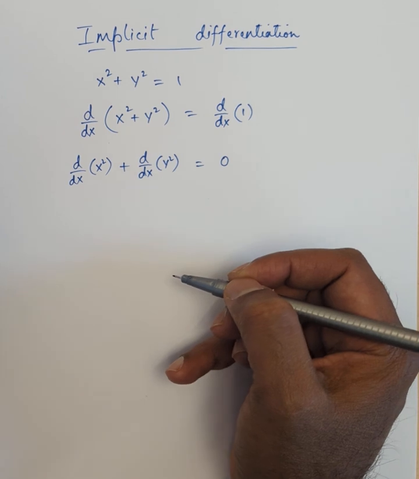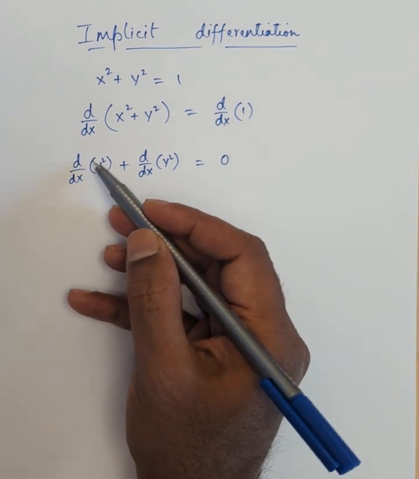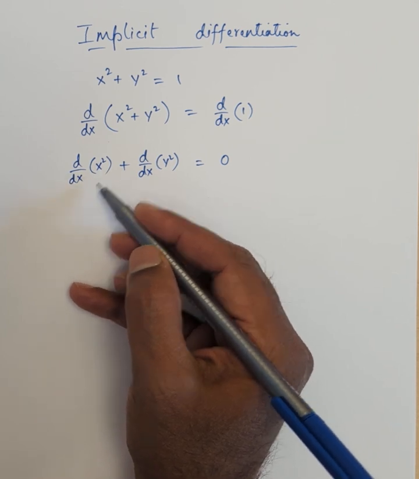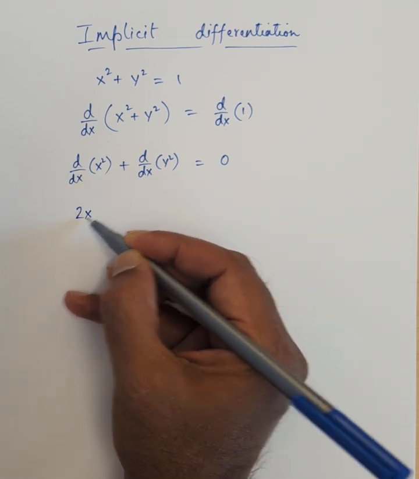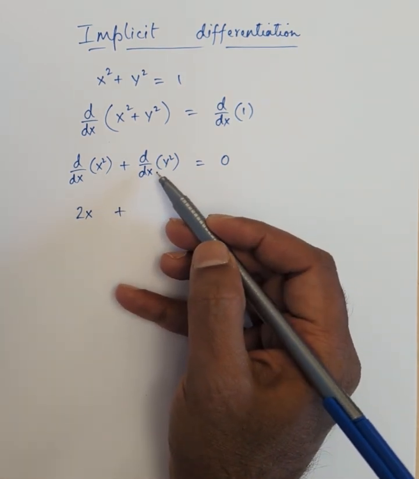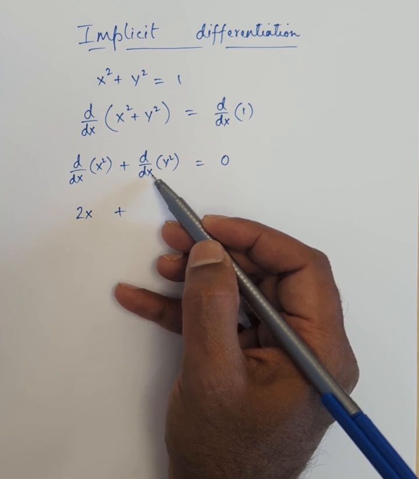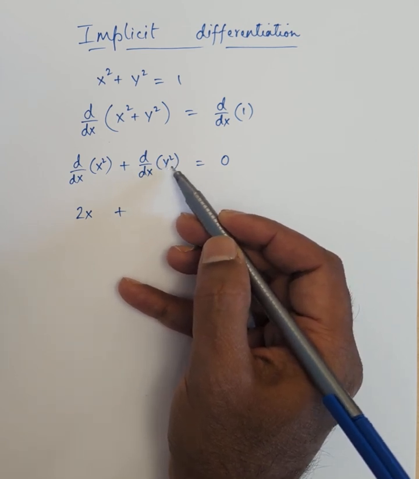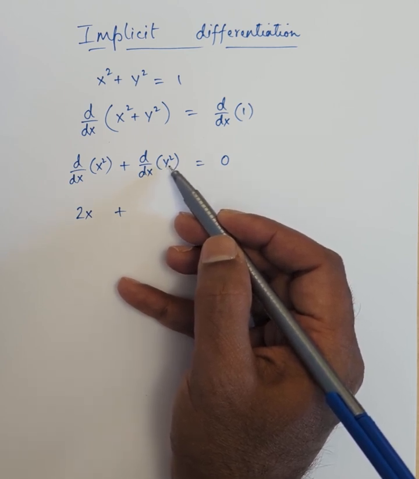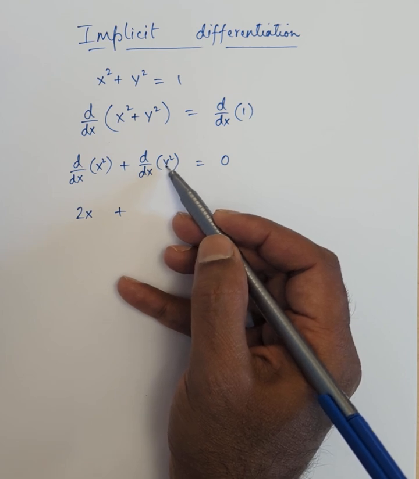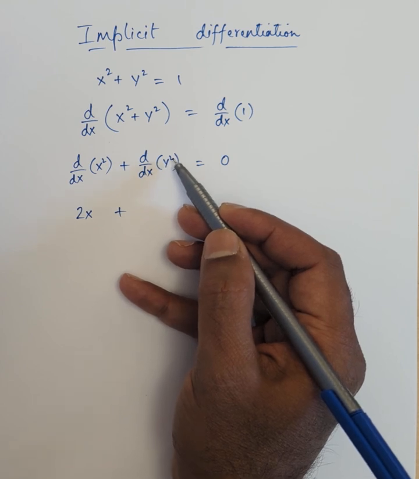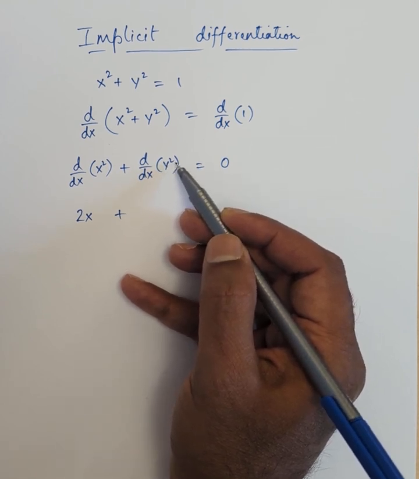So let me write it down. Now here we know the derivative of x squared, we are taking the derivative with respect to x, so this is going to be 2x. Now the derivative of y squared, it's not with respect to y, this is with respect to x. So we want to think of y itself as a function of x. So what you have is a composite function. y is a function of x which is being squared. So the outer function is the square.